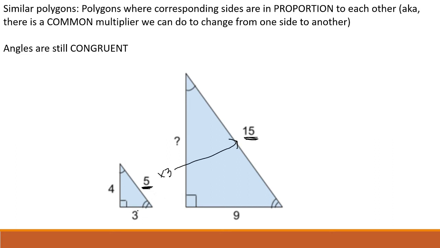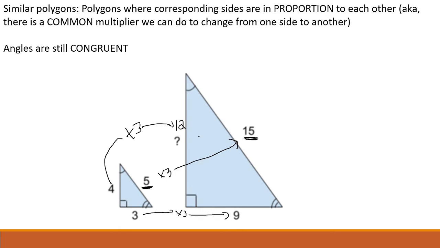And if you look at the bottom edge here, 3 and 9, those are corresponding because they're both in the same position. They're both between the right angle and the double arc. If I take 3 times 3, I also get 9. So 5 times 3 is 15, 3 times 3 is 9. So you can probably guess that this missing side here is going to be 4 times 3, which means that this missing side here would be 12.